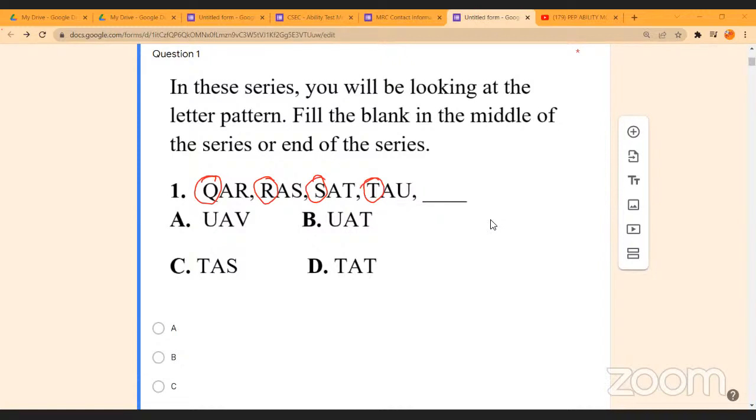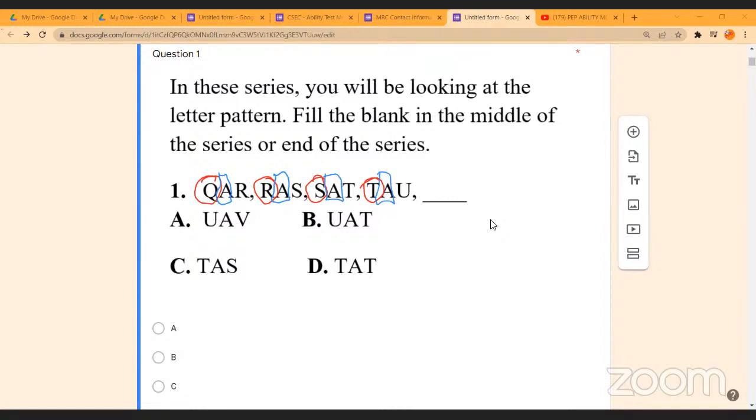Miss, for the second letters it is straight A's. All of them is A. Good. So the second letter, everything is the same: A, A, and A. All right. What do you notice for the third letter now?